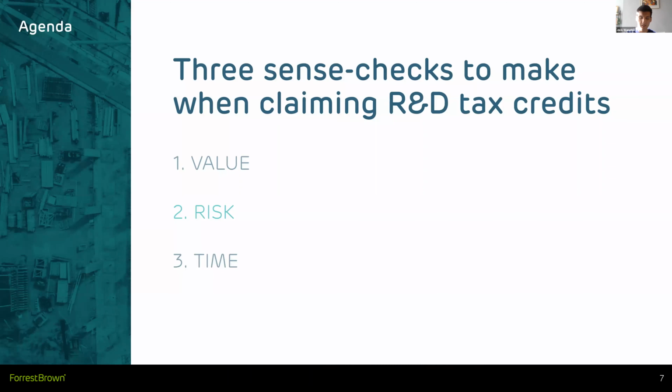Thanks, Jenny. Now, ForrestBrown has always championed the engineering sector. So when we kept hearing that firms felt their everyday work didn't qualify, or that their time investment didn't match their R&D tax credit, we wanted to help. And so the agenda of today's webinar is to explore 3 important sense checks that you can make to ensure that your business's R&D tax credit claims are maximized and, just as importantly, protected from risk.